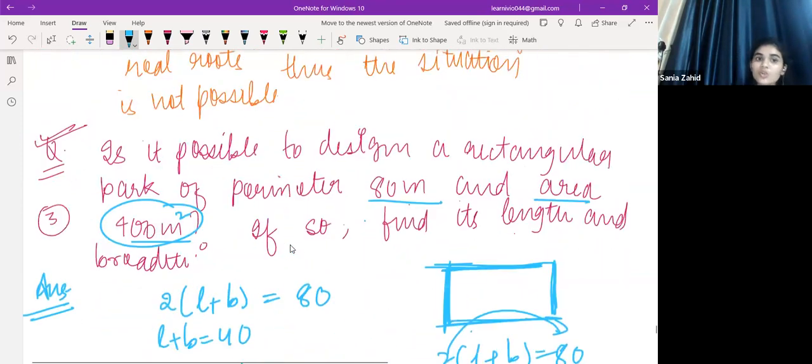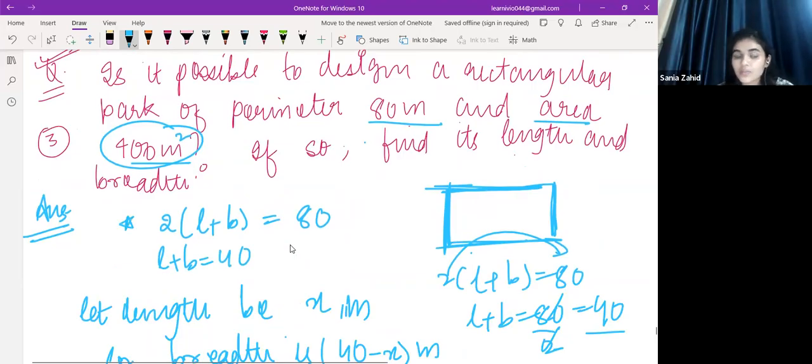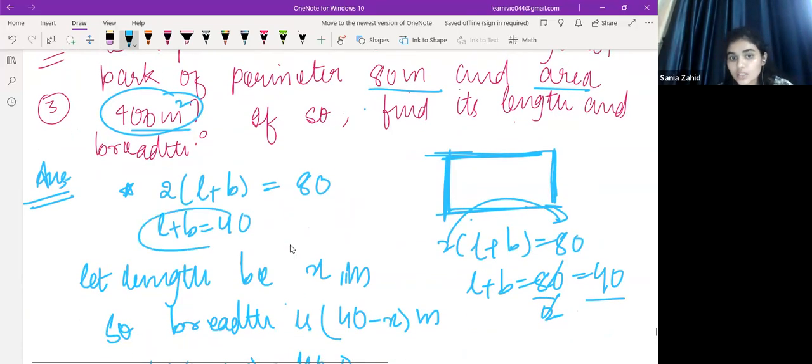Look here. We have been given that there is a rectangular park that is in the form of a rectangle and its perimeter is 80 meter. I don't know its length, I don't know its breadth. Its perimeter is 80 meter and its area is 400 meter. So first of all, I will form an equation out of it. So let's consider 2 into length plus breadth is 80. We know this formula now. Okay, so length plus breadth is 40.